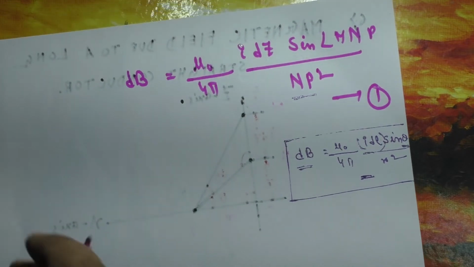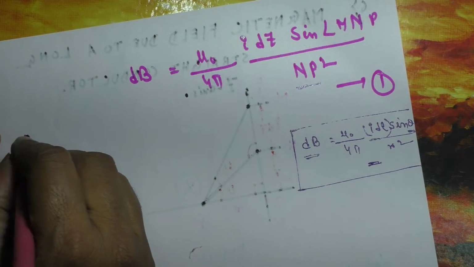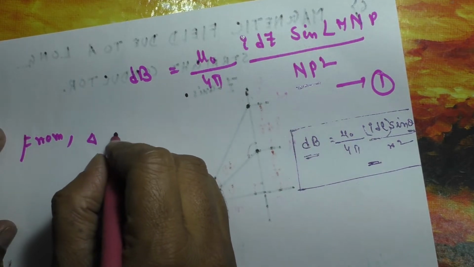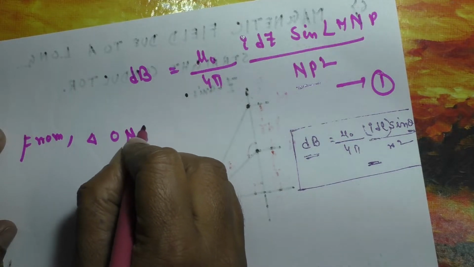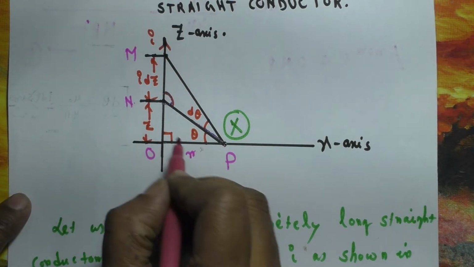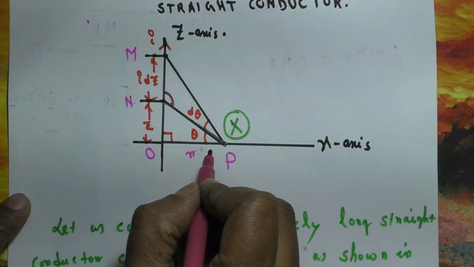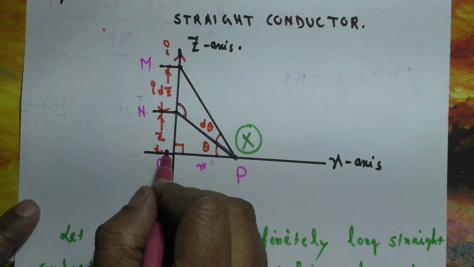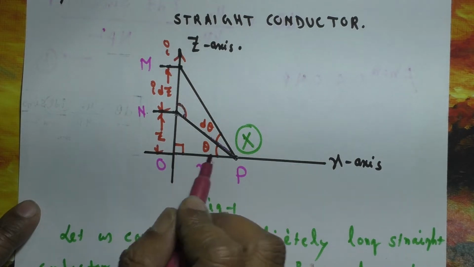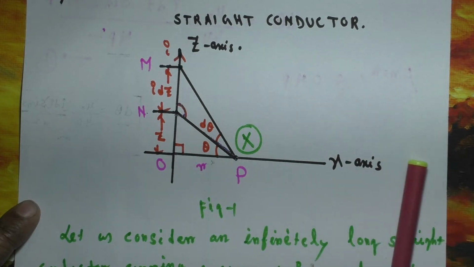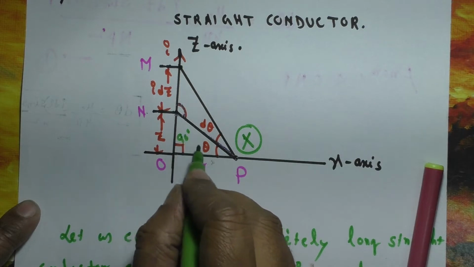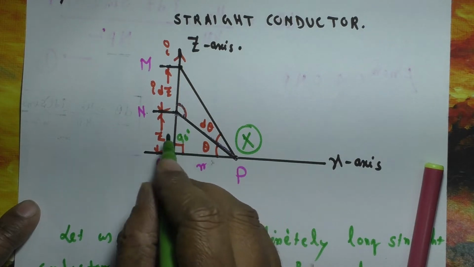So let us see, from triangle ONP, we can write perpendicular z by base r equal to tan theta. This is 90 degree angle. So this is right angle triangle NOP or ONP.